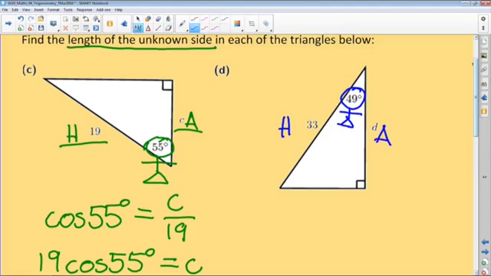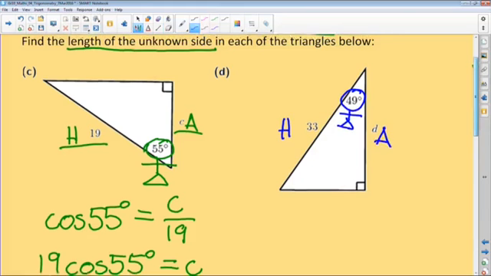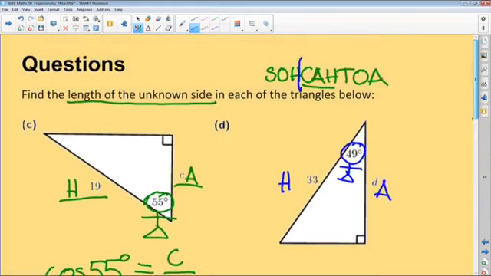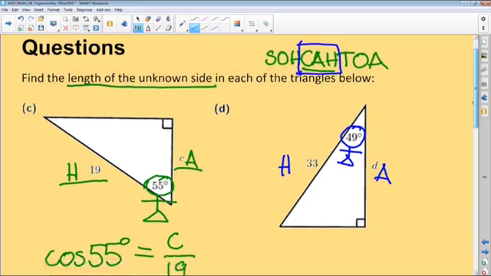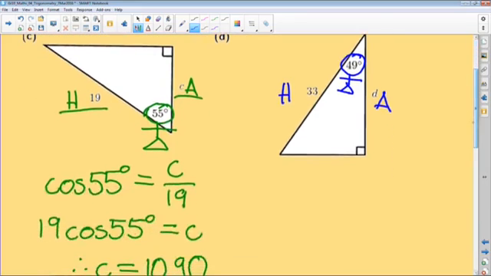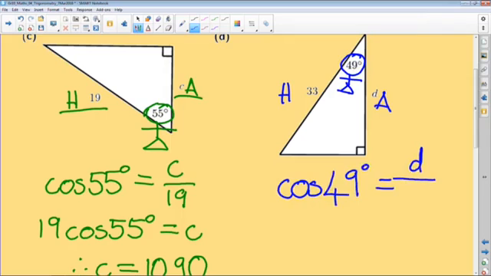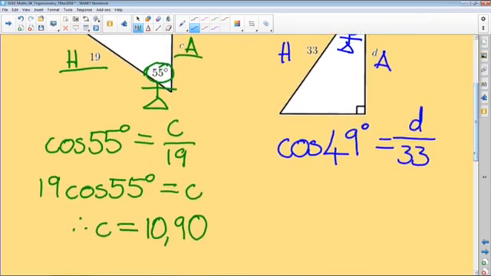So let's figure out which ratio that is. And I'm sure you can see immediately that this one is also calculated using the cos ratio, adjacent over hypotenuse. So cos of 49 degrees is equal to adjacent, which is d, over hypotenuse, which is 33. And once again, we're going to solve for d, so we're multiplying both sides by 33 to get d alone.